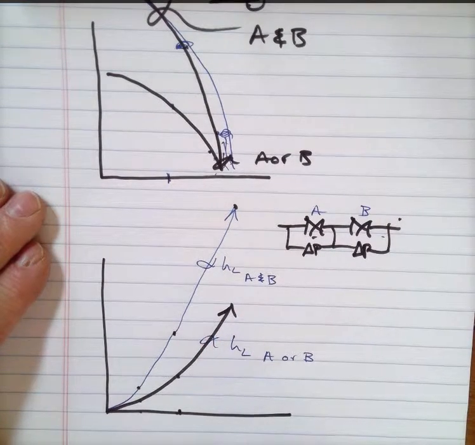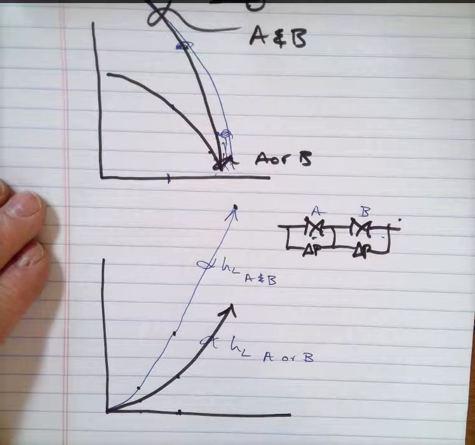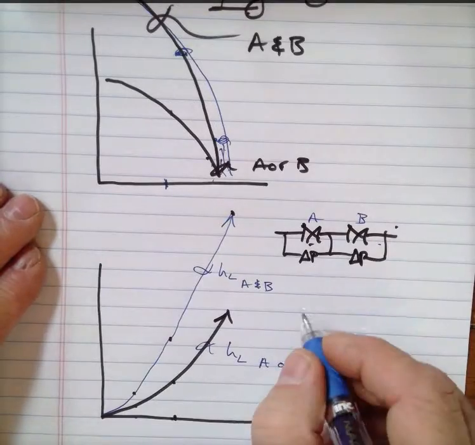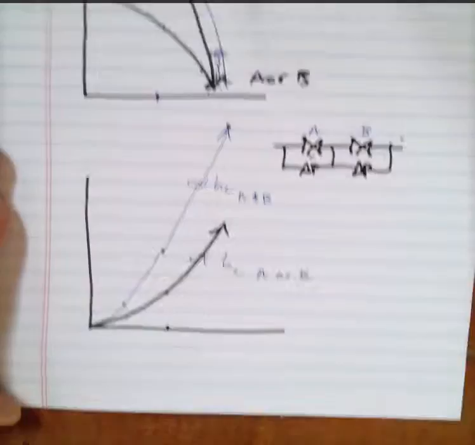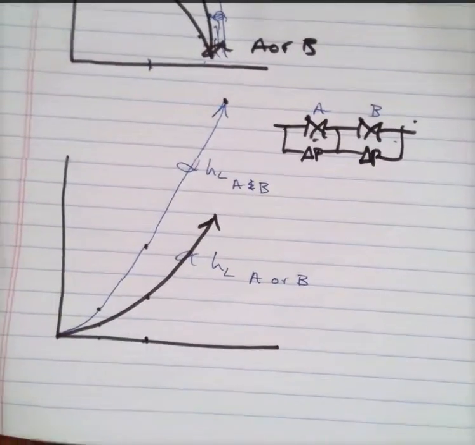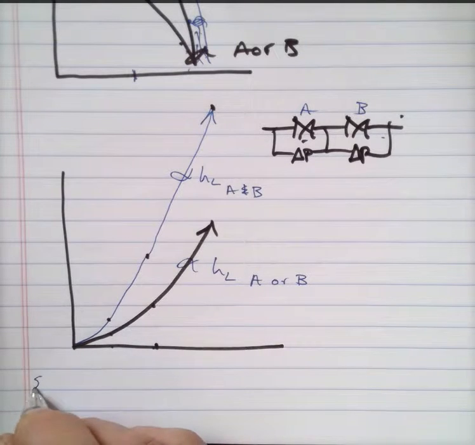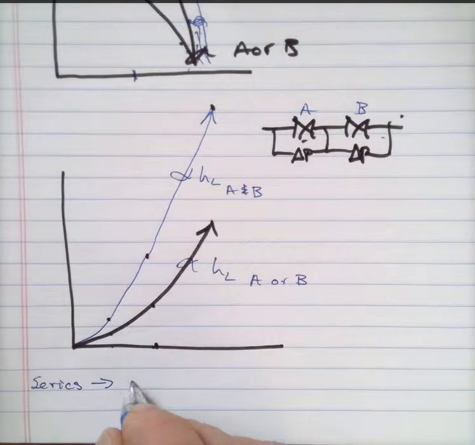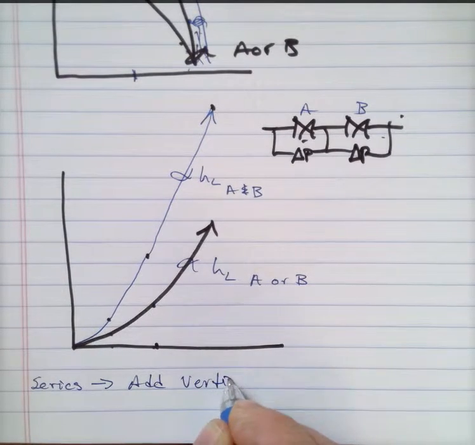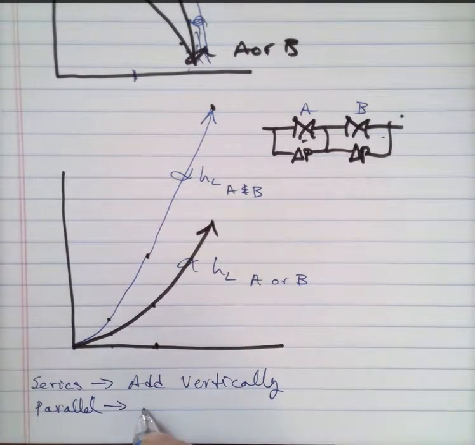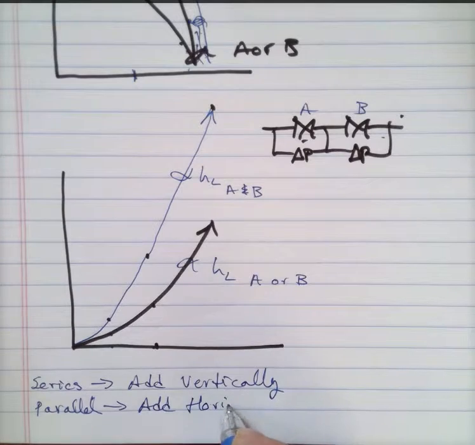So there we've looked at how we graphically add pump curves in parallel, pump curves in series, head loss curves in parallel, head loss in series. Maybe just put some words down here. Series, add vertically, parallel, add horizontally. There we go.